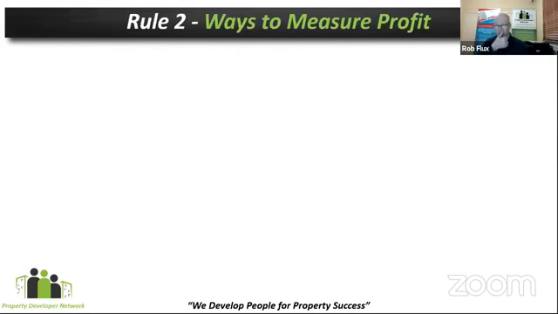Rule number two, the different ways to actually measure profit. This is one that sometimes just drives me balmy, because when you ask somebody a question, well, how much profit do you aim for in a deal? Invariably, the answer that comes back is completely different for most of the people that you actually talk to. And the reason is because there are many, many ways to measure profit.